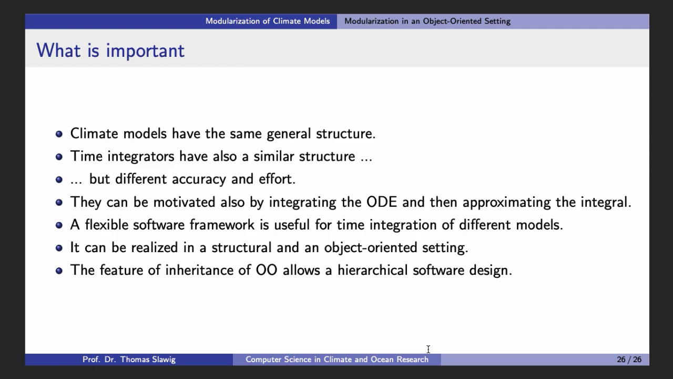So a flexible software framework can be useful because we have different climate models and different time integrators. It can be useful for time integration of different models, and it can be realized in an object-oriented setting. The features of inheritance, which is a part of object orientation, allow a hierarchical software design, which can be used in this example.